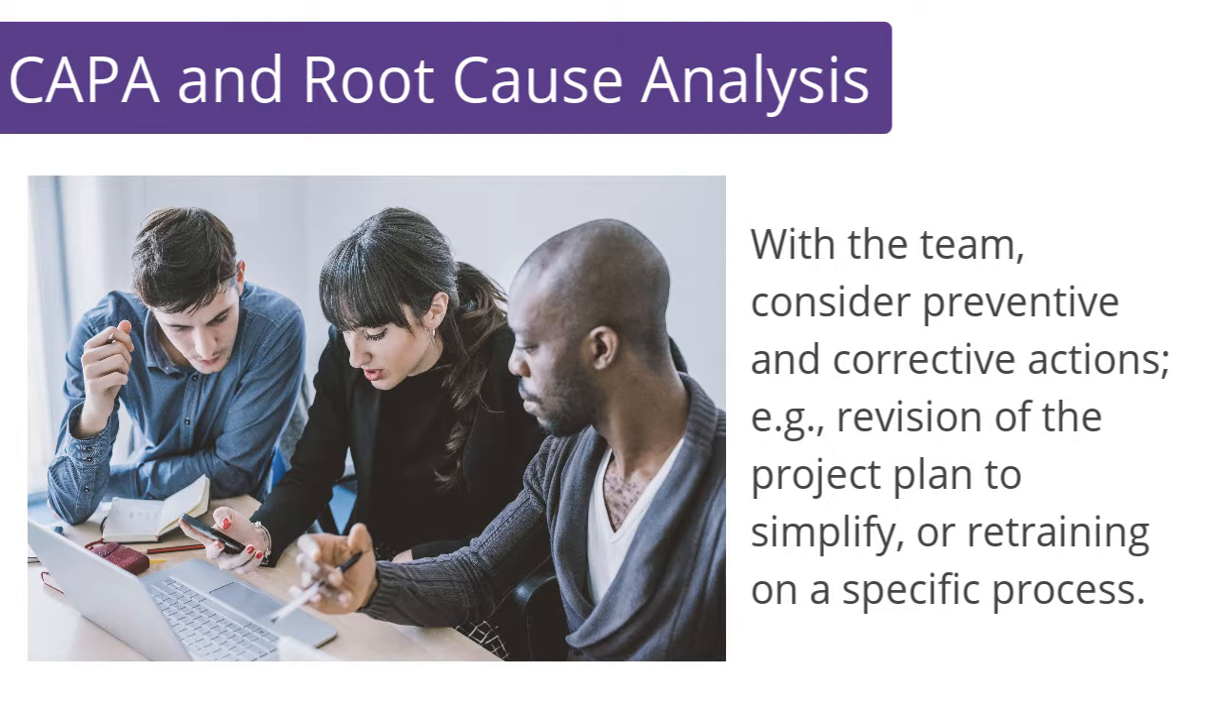Upon identification of the problem and its root cause, the team will need to consider actions. This is typically identified as preventive and corrective. These will be dependent on the cause of the issue. Example actions may include the revision of a project plan to correct or simplify a process, or retraining of a particular piece of the process.